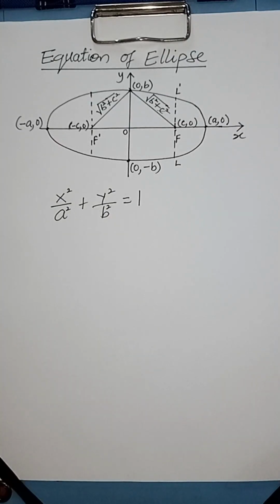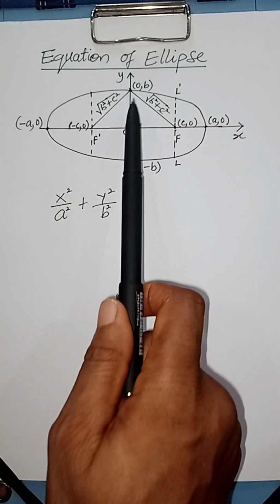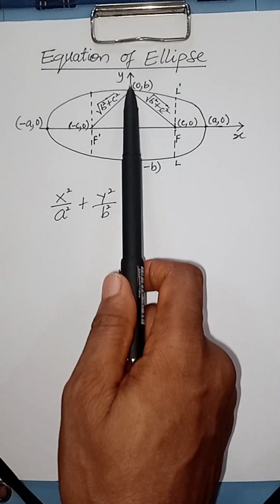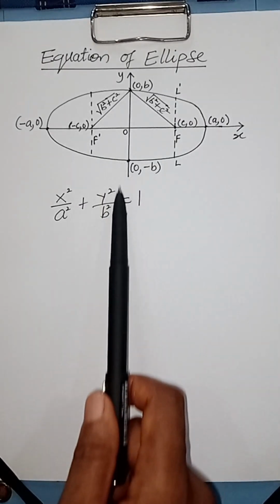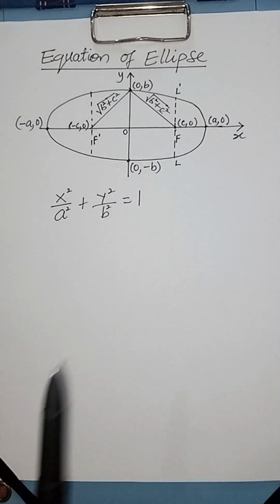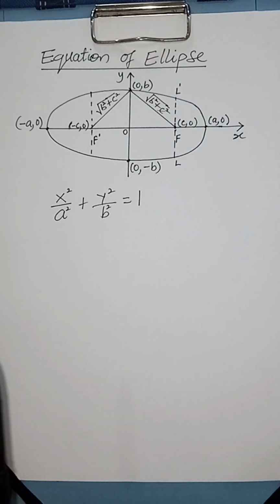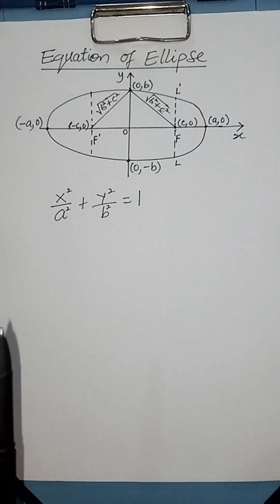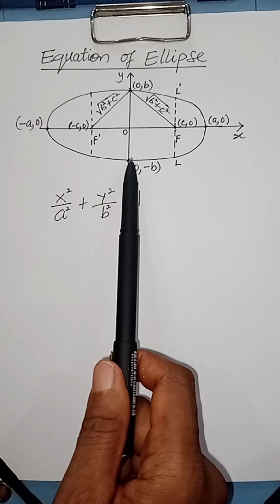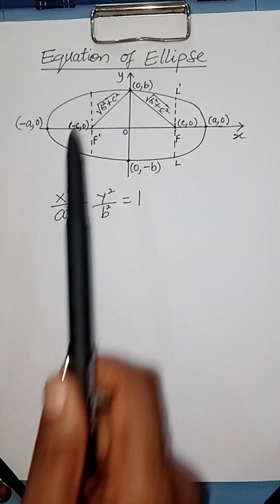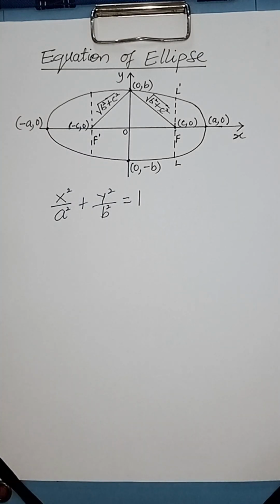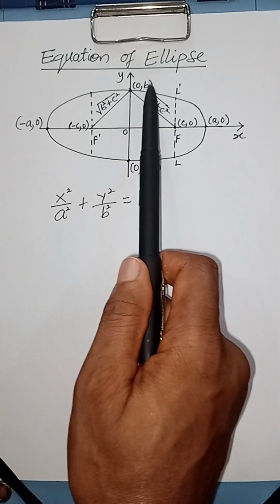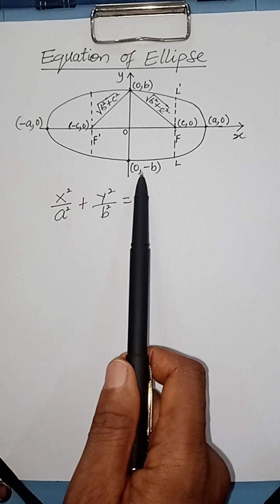The next one is the minor axis. This is the minor axis, which is for the y coordinate. So the minor axis is the shortest diameter of an ellipse. The length of the minor axis of the ellipse is 2b. So which means from this point to this point is 2b. And the end vertices of this minor axis are what you see here, (0, b) and (0, -b).